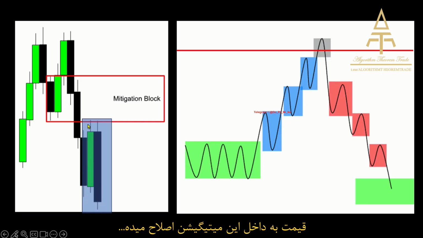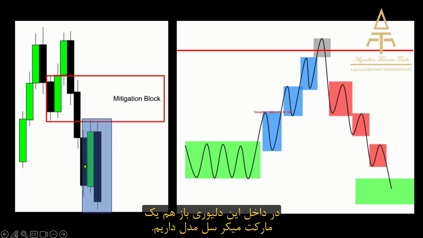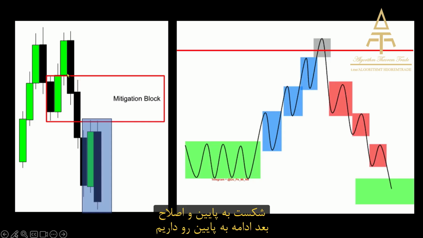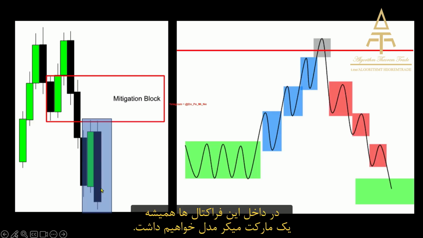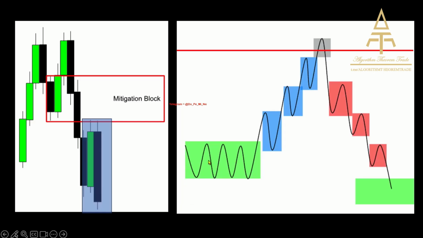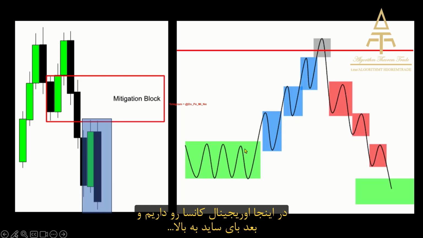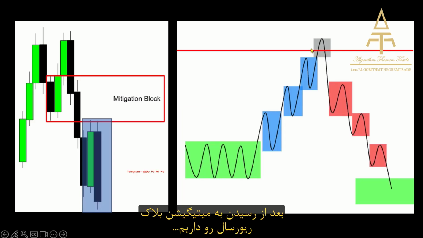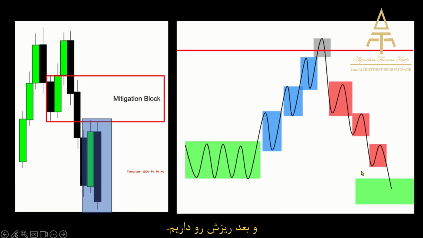Market retraces into that mitigation block here. Inside of this delivery, there's again a market maker sell model that's present. There's an expansion leg lower, displacement, retrace, continuation. And inside of that fractal, on a higher time frame, you will see those market maker models, always. So here we can see that original consolidation, buy side of the curve into that mitigation block low, smart money reversal, boom, there it goes, lower.